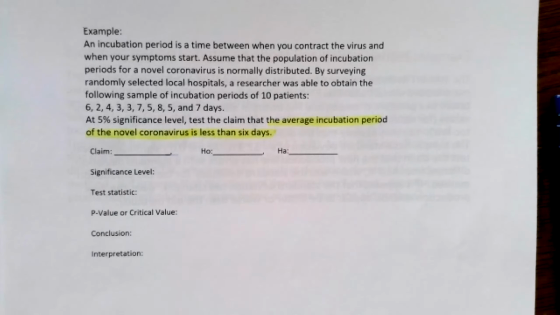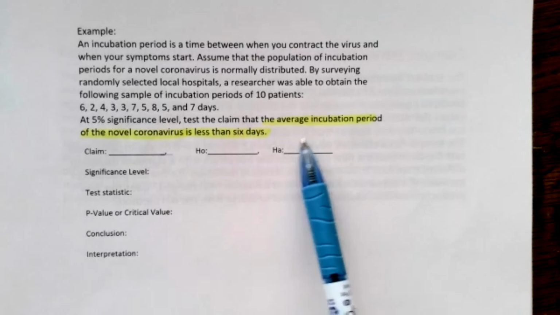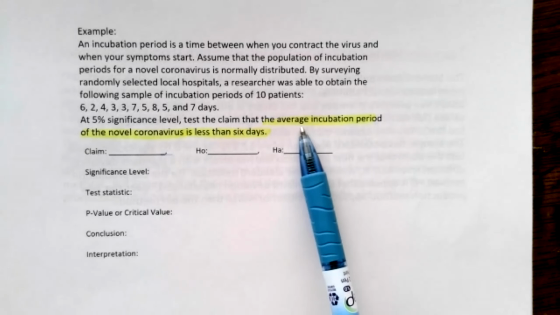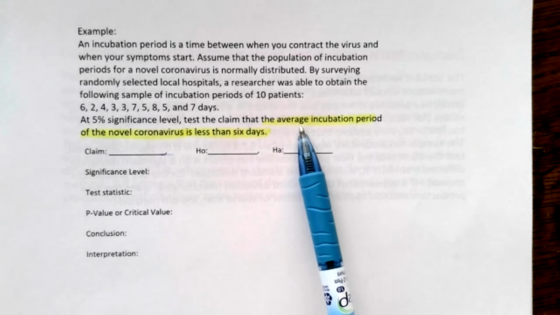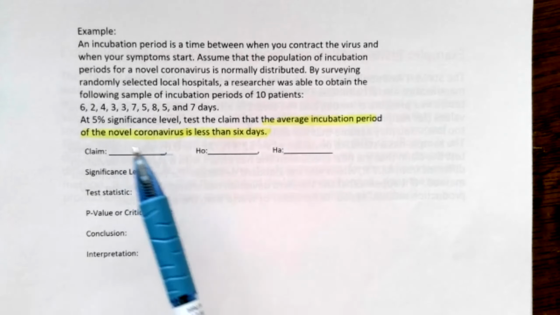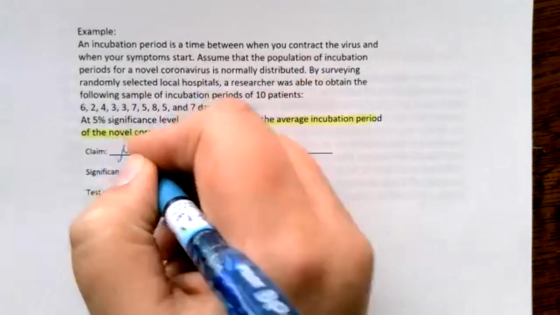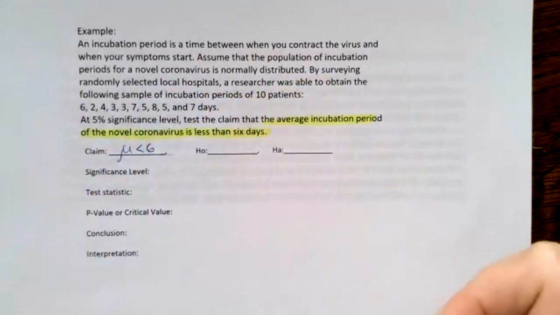Now the question is, is this a claim about what? We have options: proportion, mean, or standard deviation/variance. Well, the word average tells us that the claim is about the mean, right? The mean or average is less than 6 days. So the claim is: mean is less than 6.